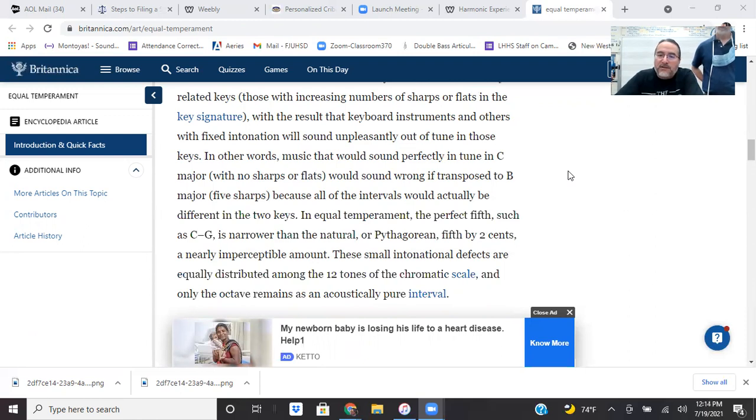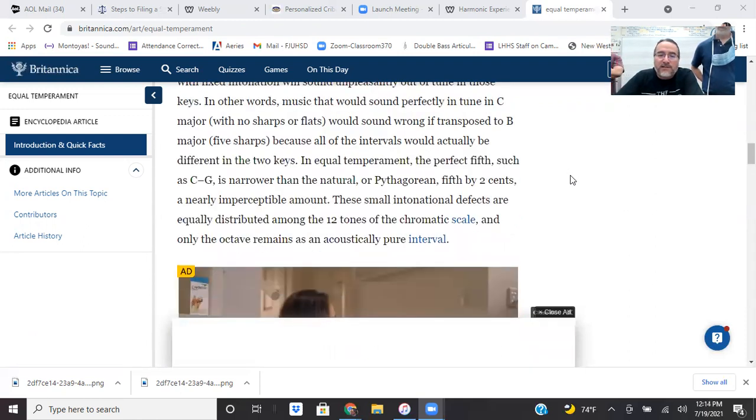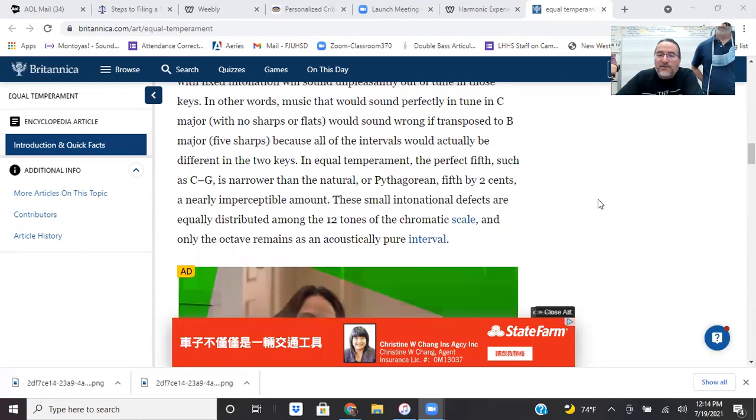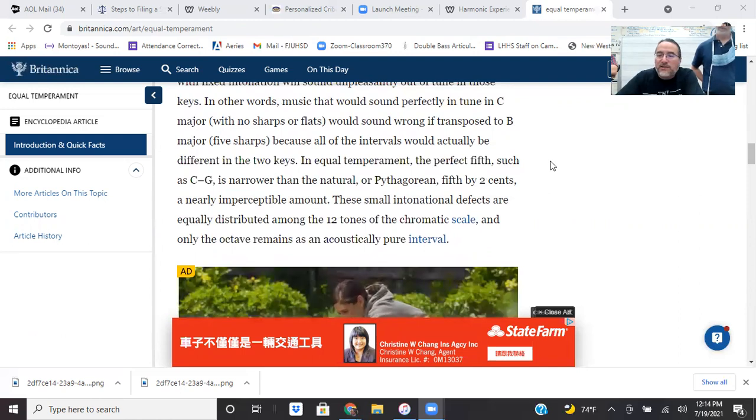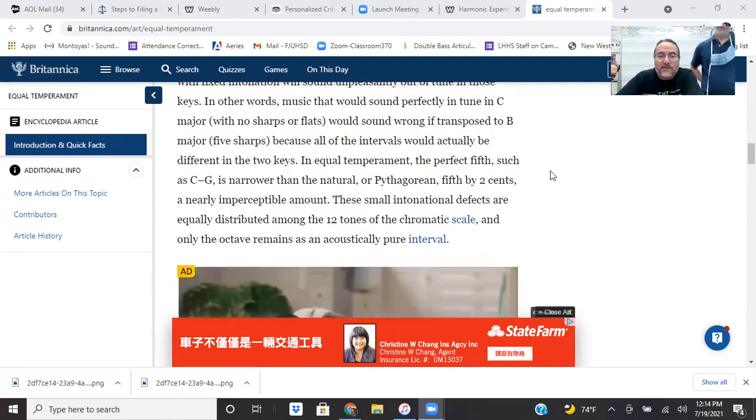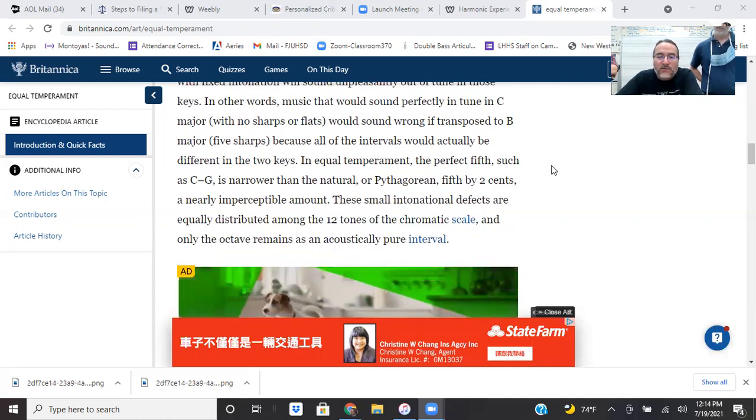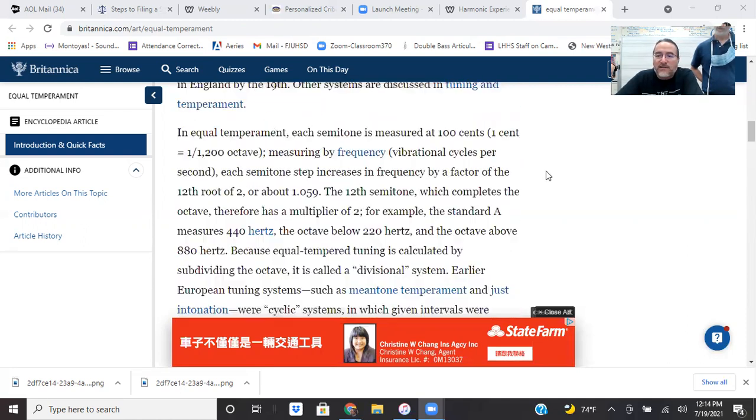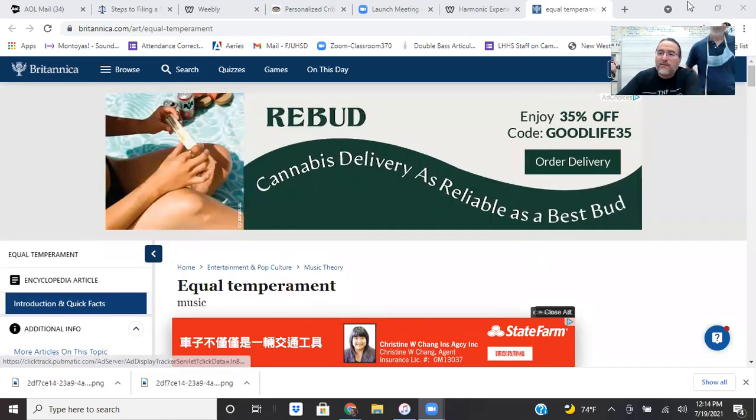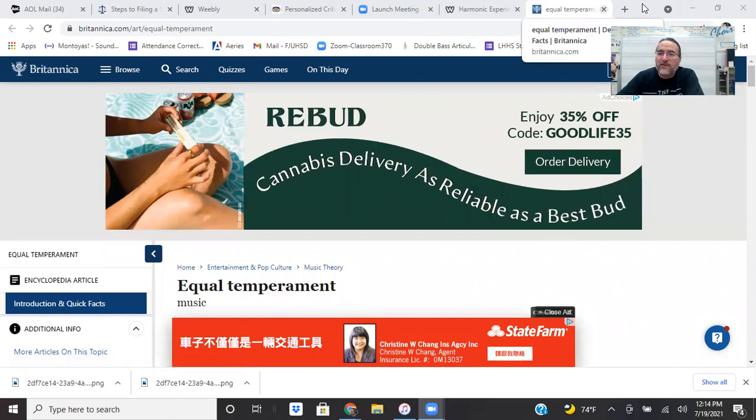In equal temperament, the perfect fifth, such as C to G, is narrower by 2 cents than the Pythagorean, nearly imperceptible, as we've said. These small intonational defects, it says, are equally distributed among the 12 tones of the chromatic scale, and only one, the octave, remains an acoustically pure instrument. There you have it. That's a good review and another view of what we've been talking about. Okay, there's equal temperament.